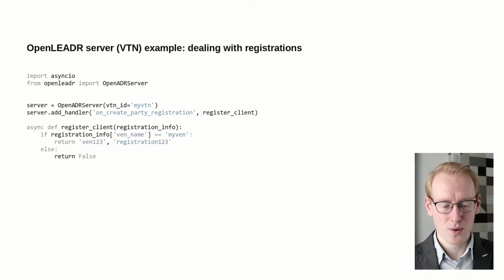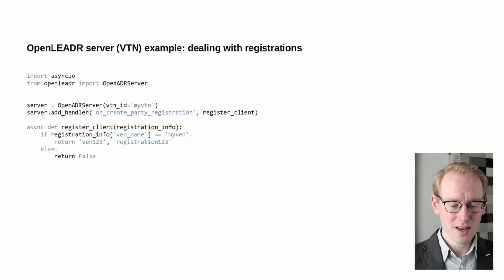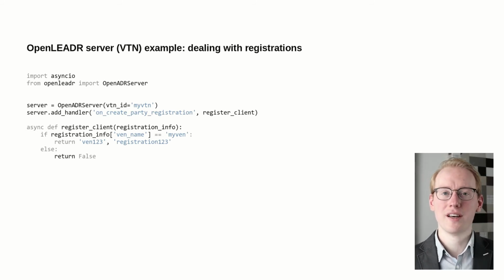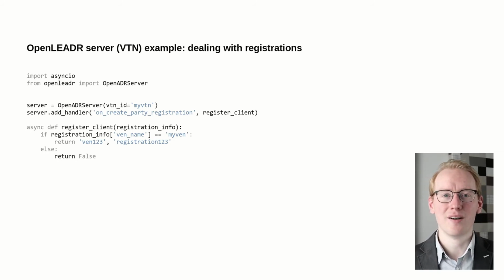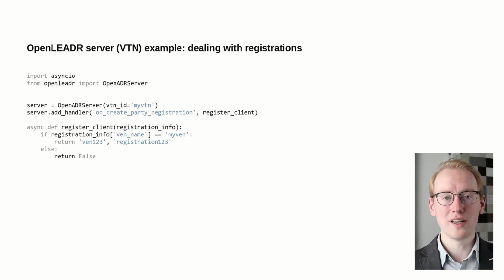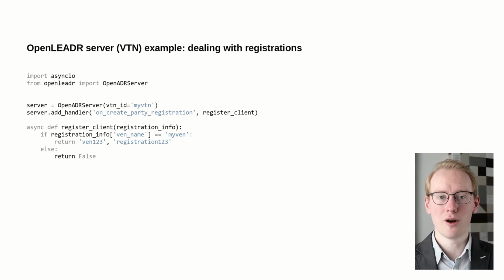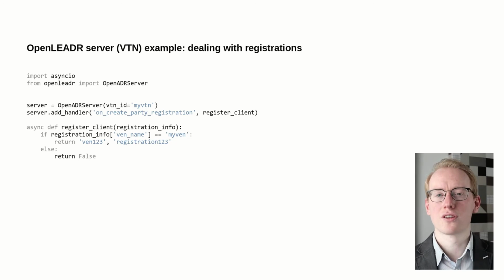So we add a handler for the party registrations. This will be called whenever a party sends a yes, I want to register, and this is my VEN name. It calls your callback function with the registration info. You look it up in your database. I implemented a very dummy implementation here that simply checks for one VEN name, but you would go out and look up in your database or something. And if you agree to this, then you return a VEN ID and a registration ID to the VEN. That's all you need to do. The OpenADR message will be packed up automatically. Or if it's not allowed, you simply return false and it will reject the client.